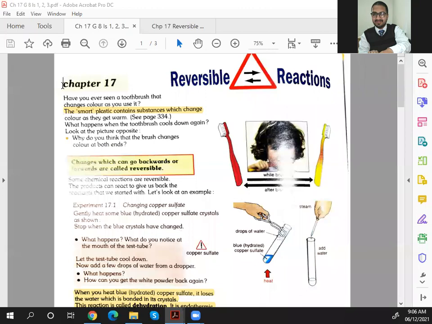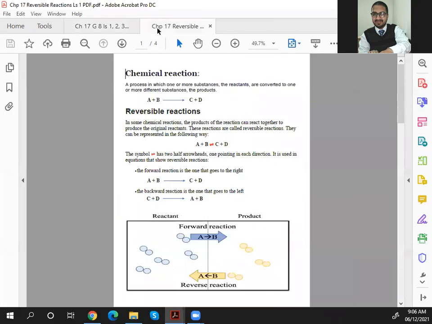Today we're going to start chapter number 17 from your textbook, page number 220. The name of the lesson is reversible reactions. Before we start, I'm going to share a slide, or you can say the PDF.